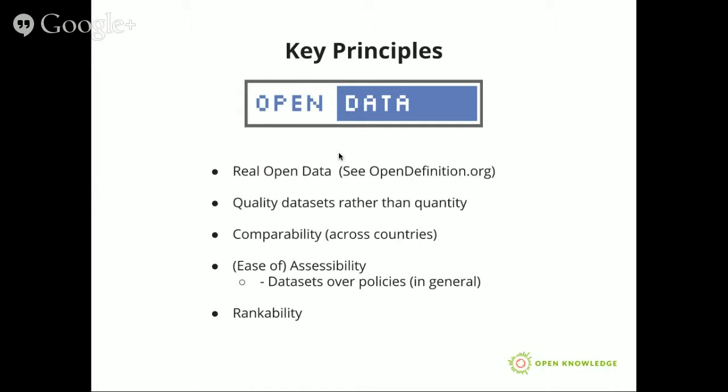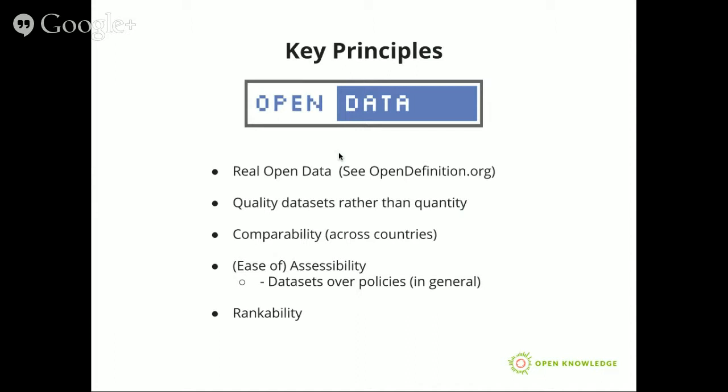Another key principle is that we're looking at quality data sets rather than quantity, meaning that we're looking at 10 predefined sets of data in order to be able to compare, which is the third key principle. We want to be able to make it really easy to compare country to country. So that is why we've simplified things by asking or consulting the community and asking for what 10 data sets would be the most important ones to measure.